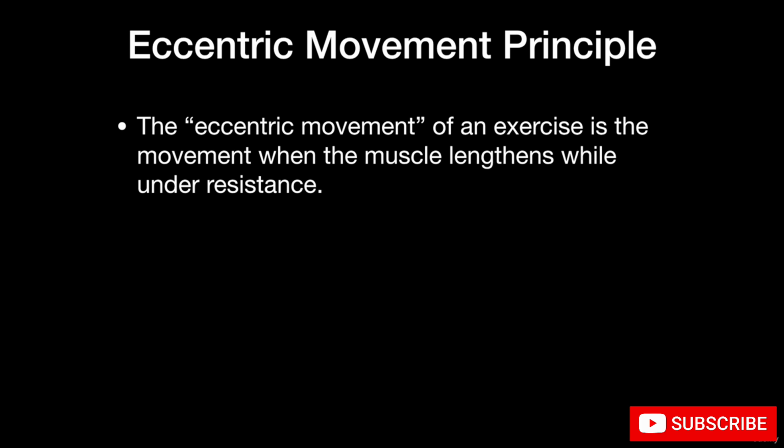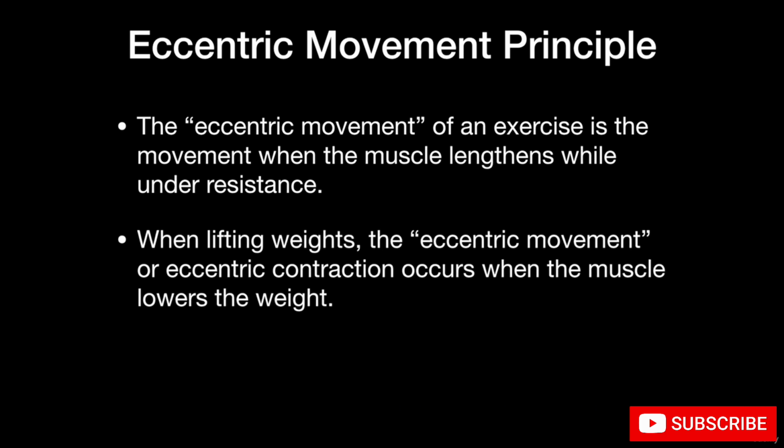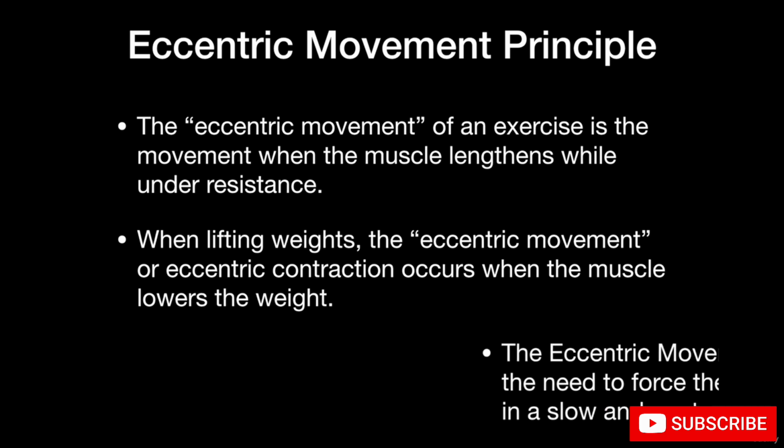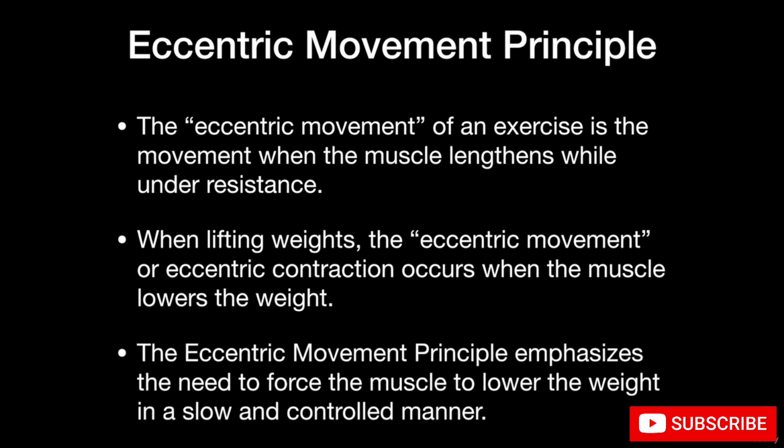Eccentric movement principle. The eccentric movement of an exercise is the movement when the muscle lengthens while under resistance. When lifting weights, the eccentric movement or eccentric contraction occurs when the muscle lowers the weight. For example, during a bicep curl, if you're curling a dumbbell for your biceps, when you lower the weight, that is the eccentric movement or the eccentric contraction. The eccentric movement principle emphasizes the need to force the muscle to lower the weight in a slow and controlled manner.